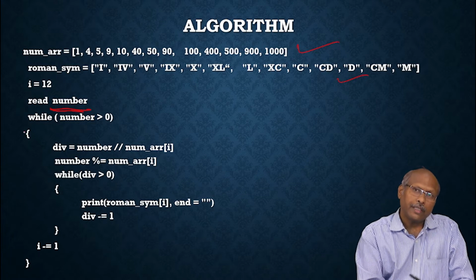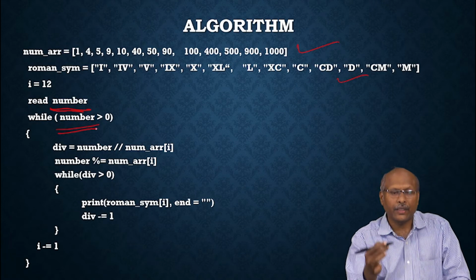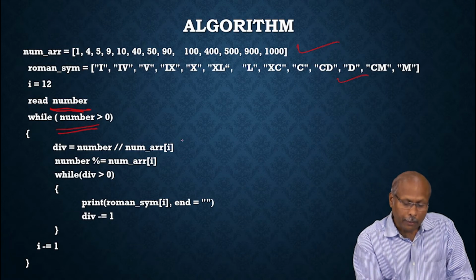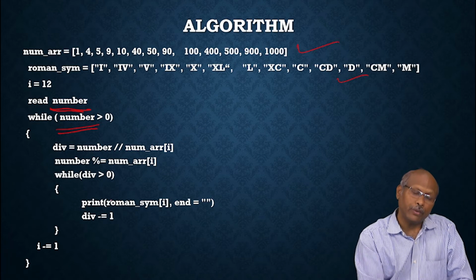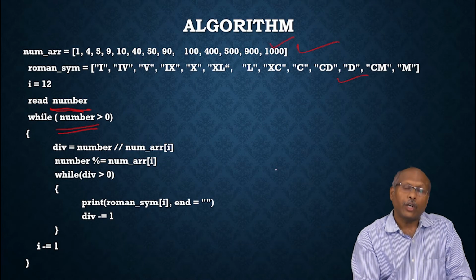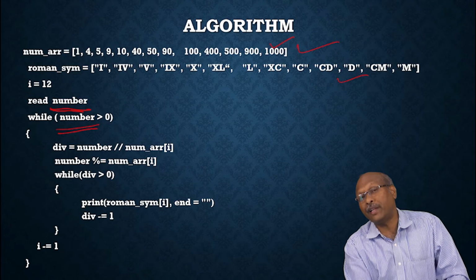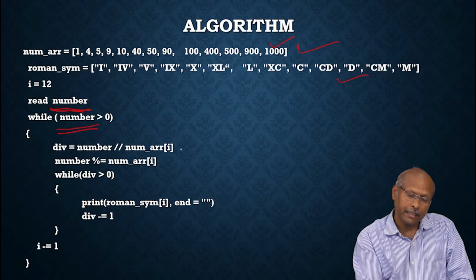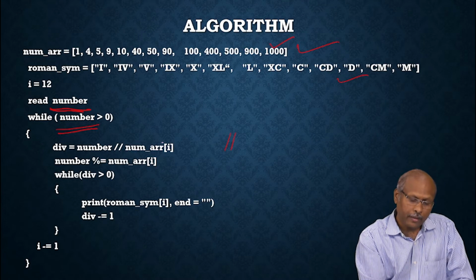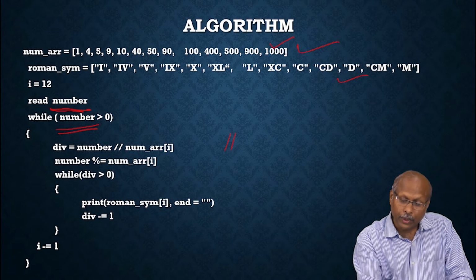The algorithm says you write a loop. I check the condition: if the number is greater than 0, I come inside the loop. First, I have to find the highest value, which is 1000. How many thousands do I get from the given number? I find that by dividing, so apply the division operator to the number with the highest value, which is available at the last position of the array.